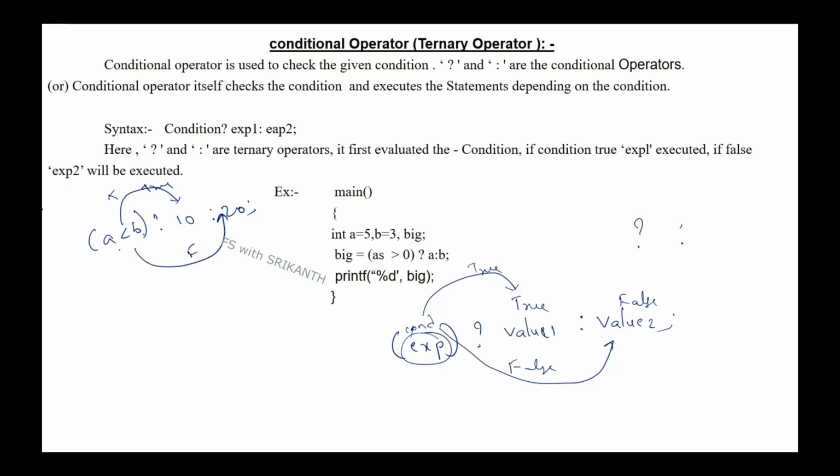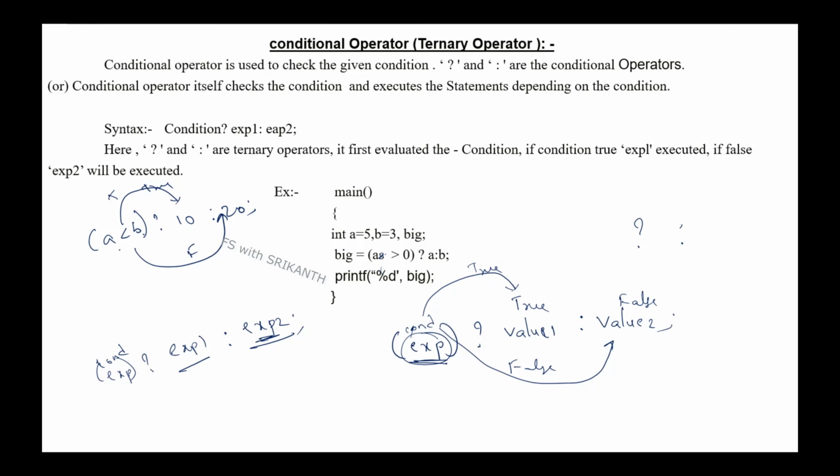Again I repeat the same one. If the expression is true, it evaluates the first expression. If the expression is false, then it executes the second expression. You understood? Don't get confused. First it checks the condition. If the condition is true, it executes the first; if false, it executes the second value.